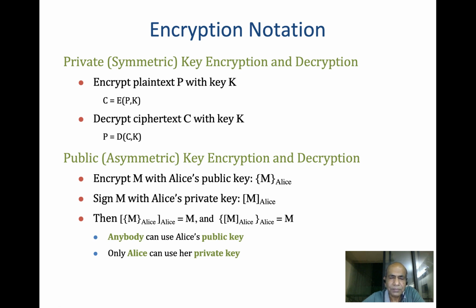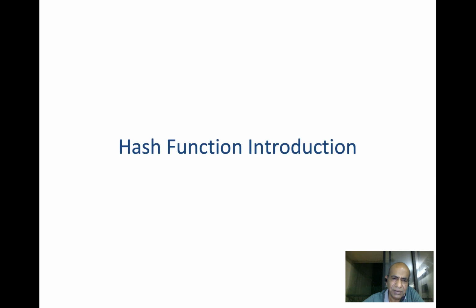Now, as we discussed earlier, Alice will have her own private key, and also she will publish the public key, and that public key can be with anybody. However, only Alice will have her private key, which she can use by herself.